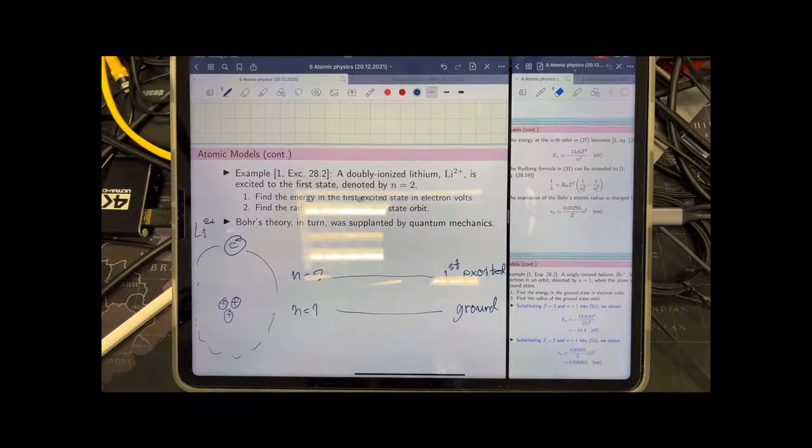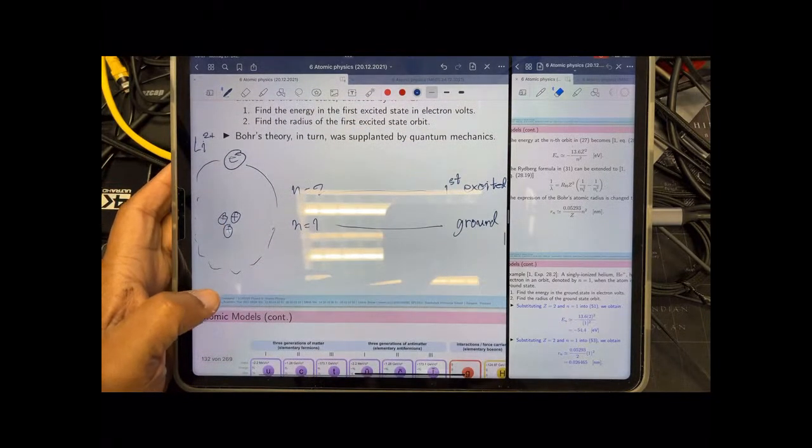Find the energy in the first excited state in electron volts. This is the unit eV. The first excited state means n equal to 2. Let's make the computation.